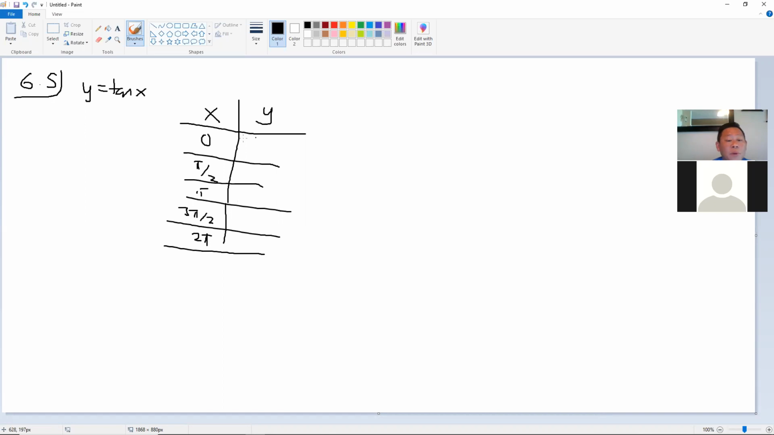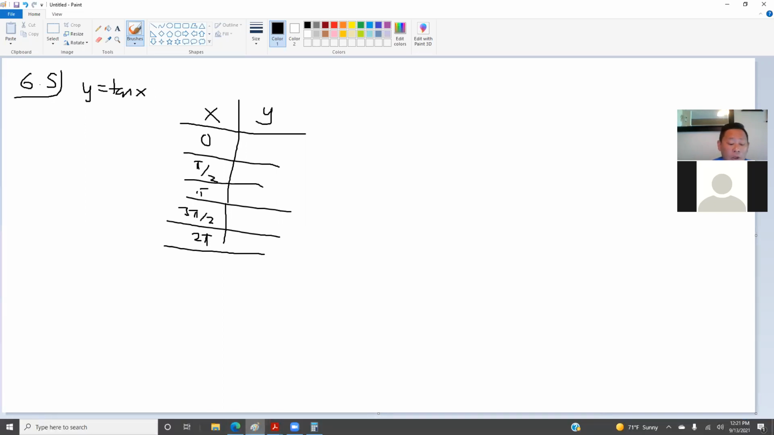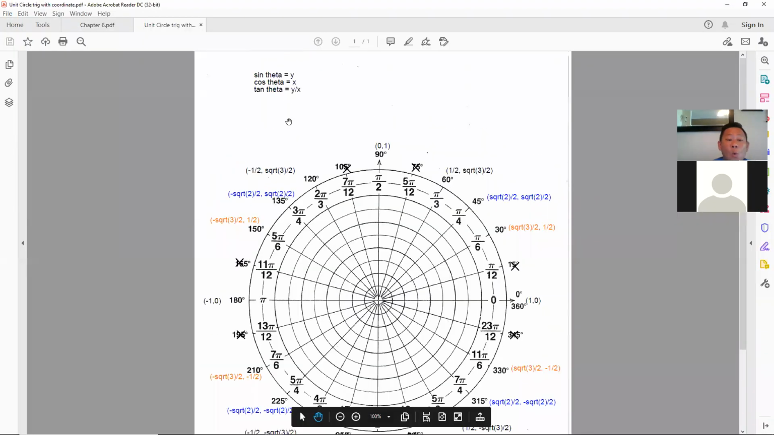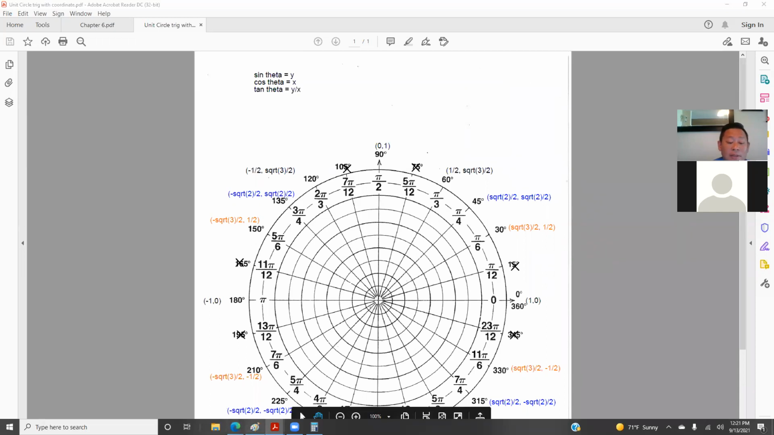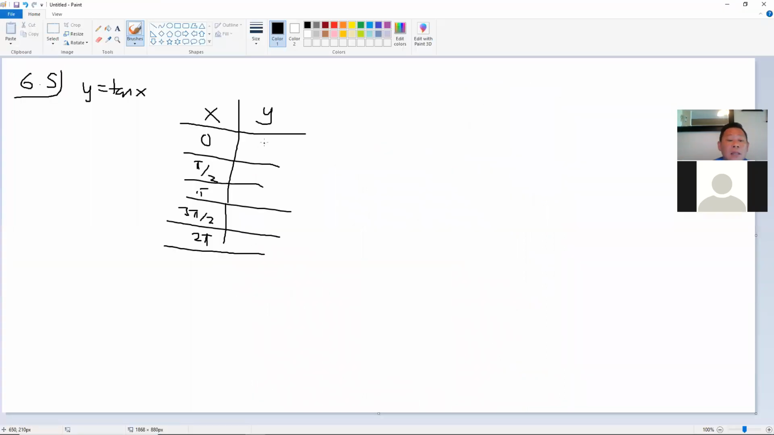And what we do here is we plug these in. If you look at your unit circle, tangent in this case is y over x. So if you look at tangent of 0, y over x, 0 divided by 1 is 0. So the first case we have here is tangent of 0 is 0.